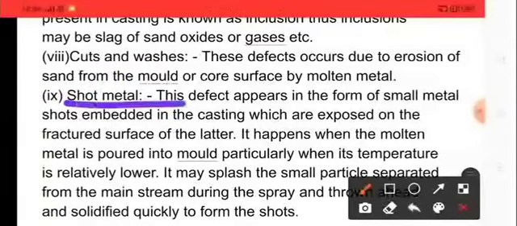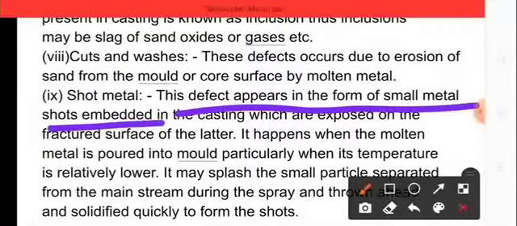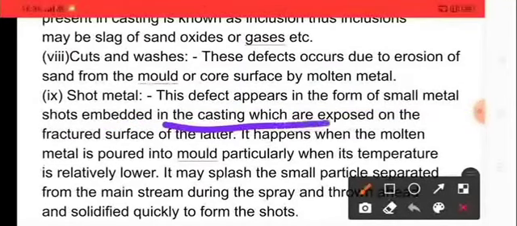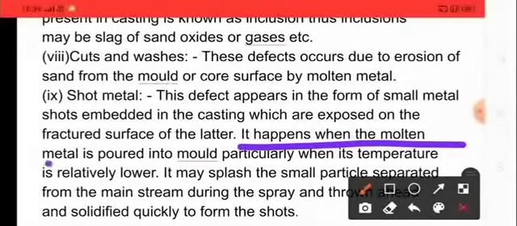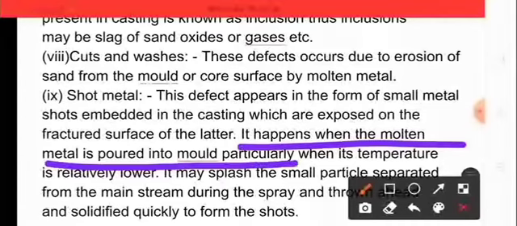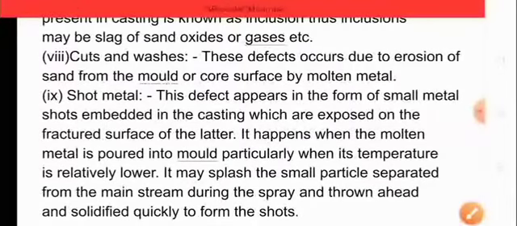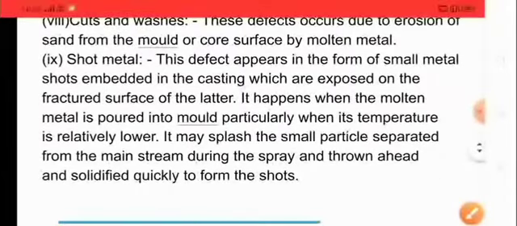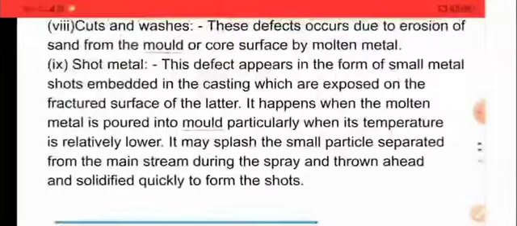Next one is shot metal. This defect appears in the form of small metal shots embedded in the casting, which are exposed on the fracture surface of the latter. It happens when the molten metal is poured into the mold, particularly when its temperature is relatively lower. It may splash small particles separated from the main stream due to the spray and throw them ahead, and they solidify quickly to form the shots.